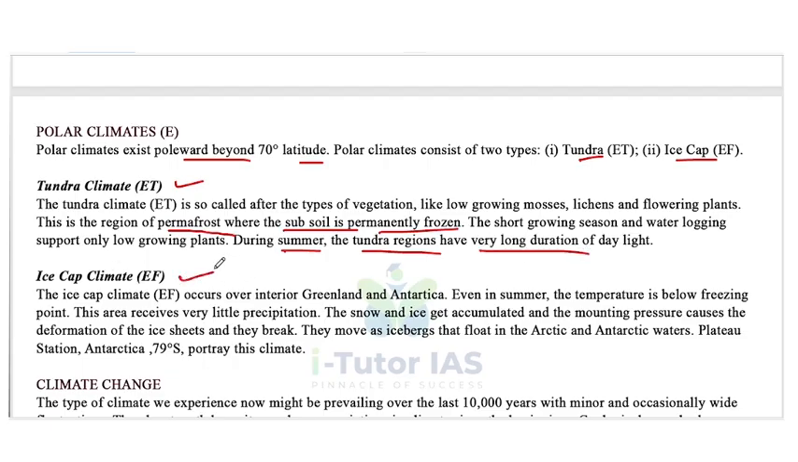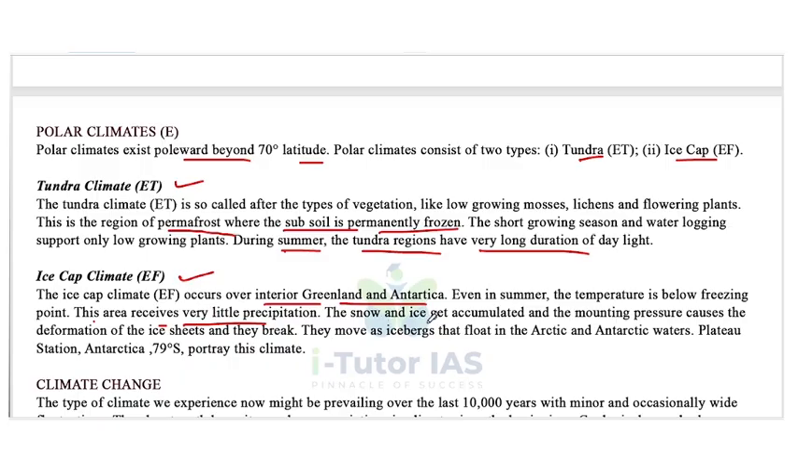Now, ice cap climate, EF. The ice cap climate occurs over interior Greenland and Antarctica. Even in summer, the temperature is below freezing point. This area receives very little precipitation.